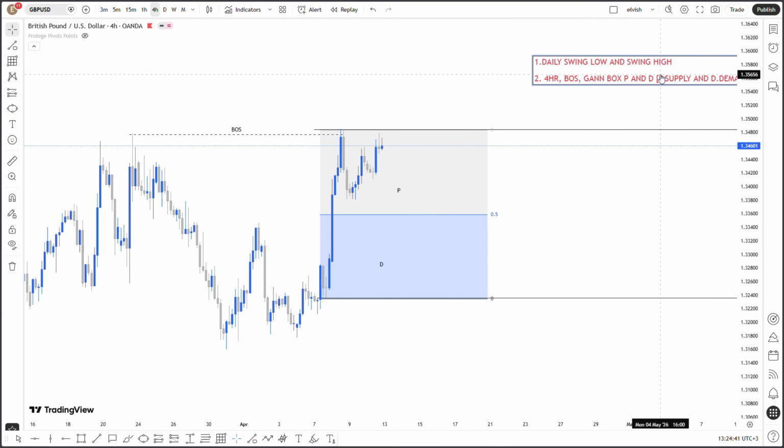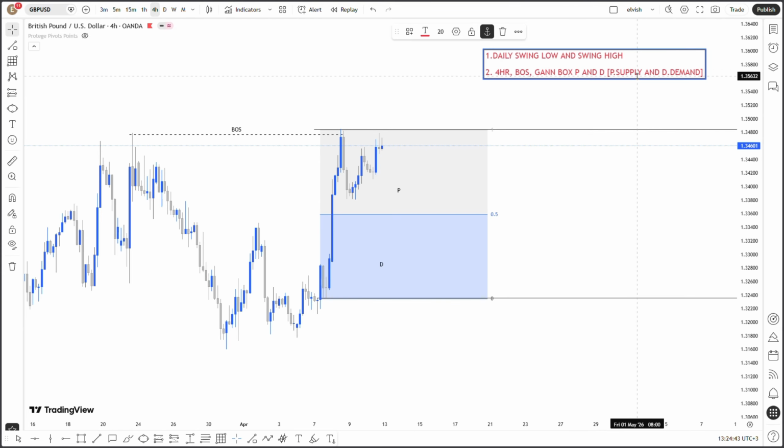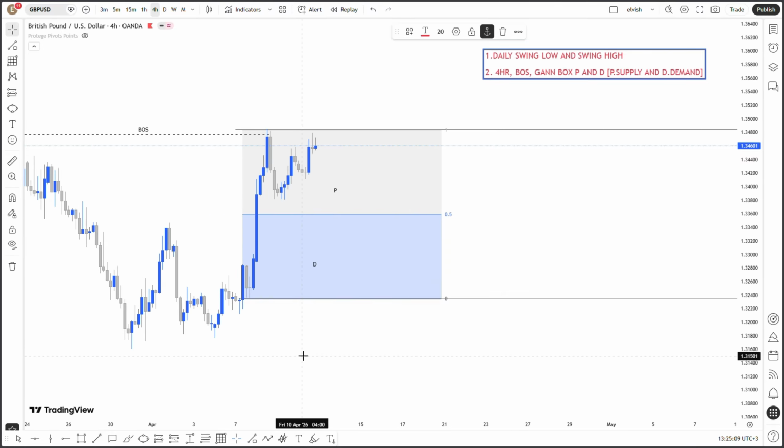After finding all of this, we've gotten our premium and discount. We've gotten the break off structure, and then what are we left with? We're only left to find the supply or demand. If price is in the upside, we shall be looking for demand, and if price is to the downside, we're going to be looking for supply. So now let's do that. How do we find the demand? We shall be looking at that in further videos.